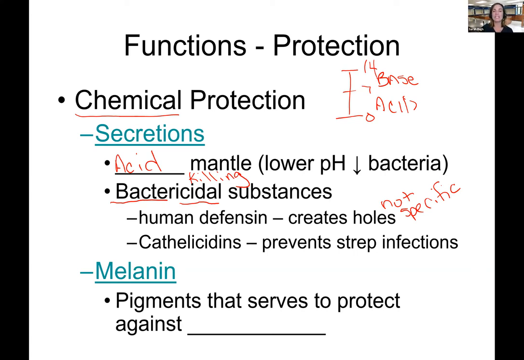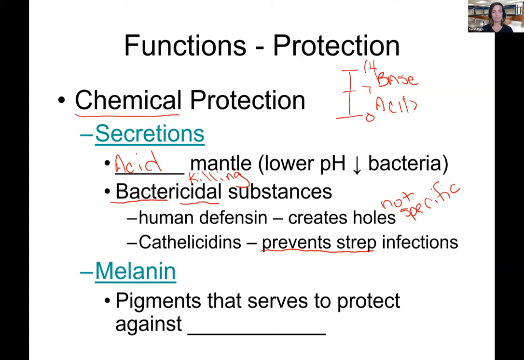Another one is called cathelicidins. Now these are specific, and notice that I have right here what they're preventing. They're preventing streptococcal infections from growing on the surface of your skin. So a lot of these secretions are things that we're going to talk way more about in Anatomy 2 when we do the immune system, because your skin truly is your first line of defense from things getting into your body. So having this acid mantle, secreting human defensins, secreting cathelicidins, these are all things that are keeping infections at bay on the surface of your body, which also means that it's going to keep things from getting into your body.